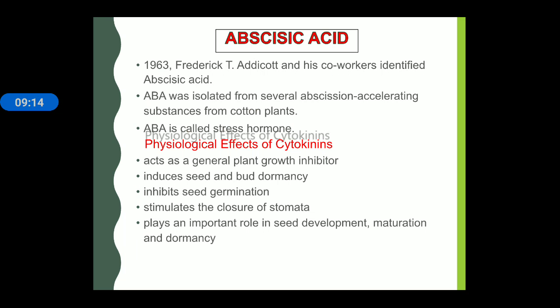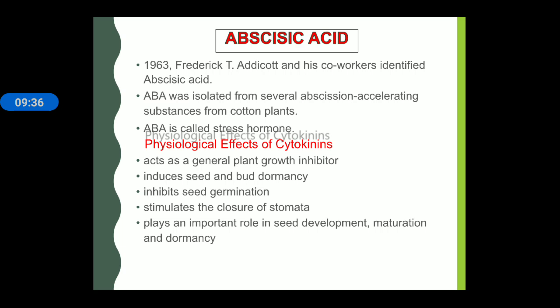Next is abscisic acid. Abscisic acid was discovered by Frederick T. Addicott and his co-workers. Abscisic acid is a growth inhibiting hormone, and when the plant is in stress condition, this hormone will be released in large amounts so that the plant can cope with stress conditions.